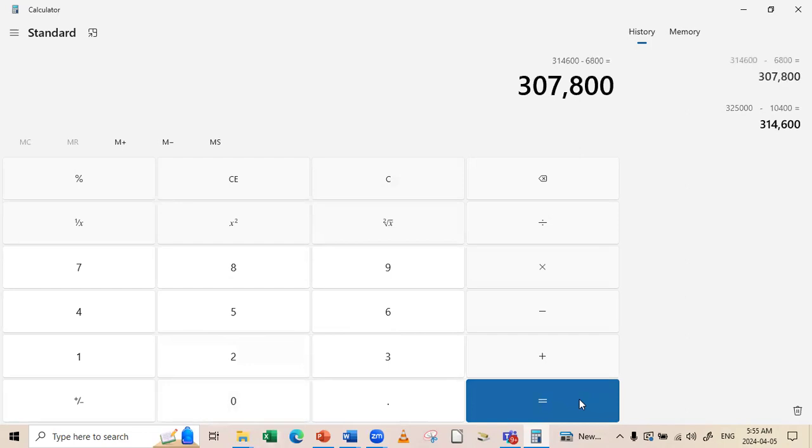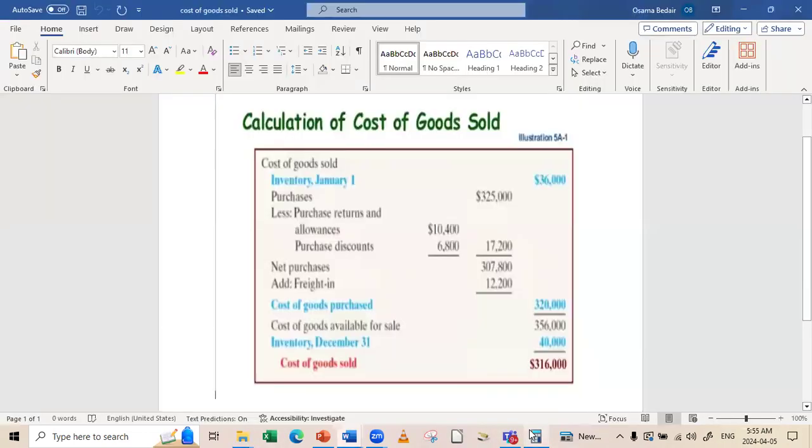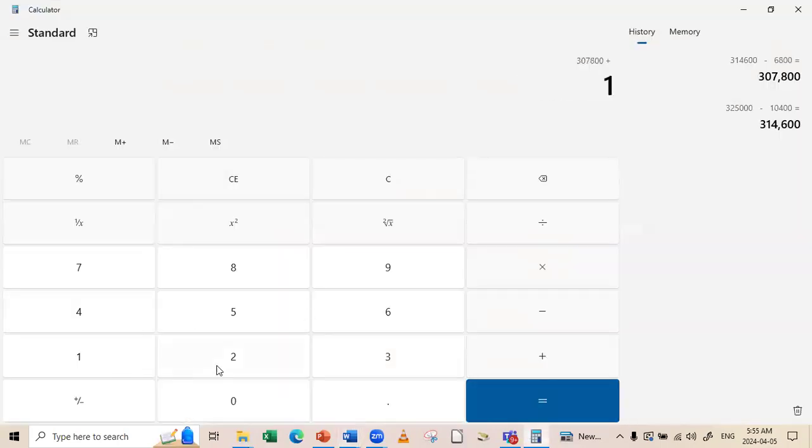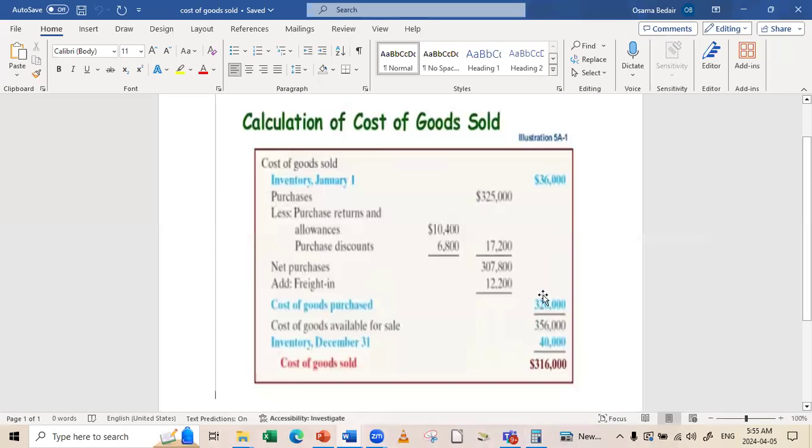That will equal 307,800 plus the freight in. The freight in is how much, guys? 12,200. That will equal 320,000. Here is the number, 320,000.